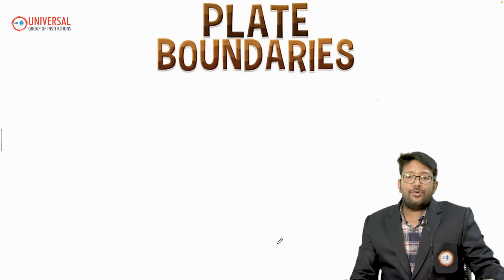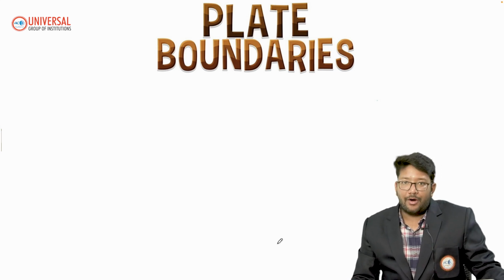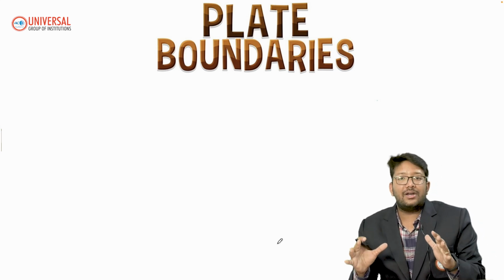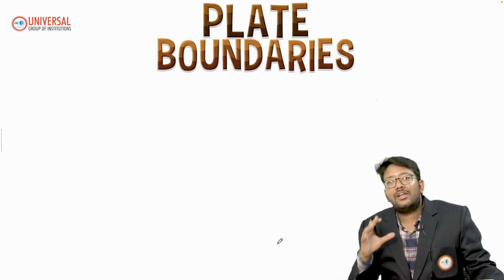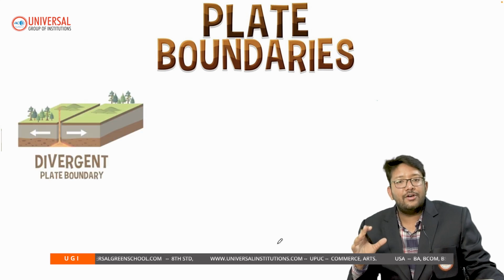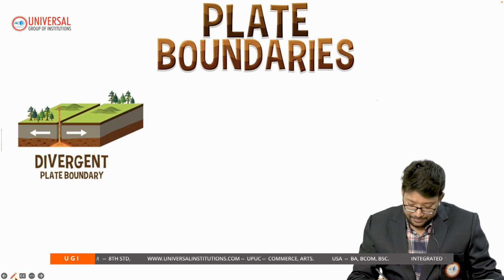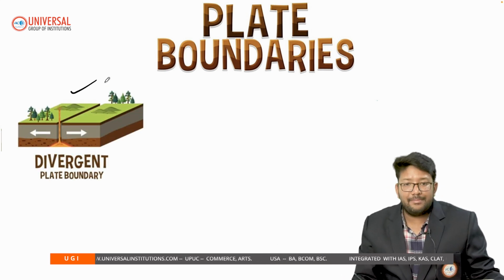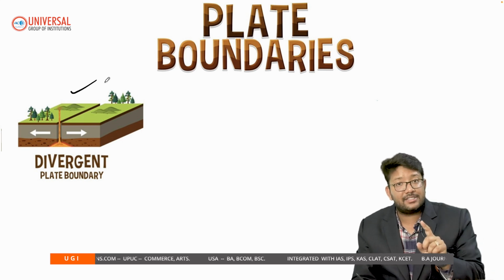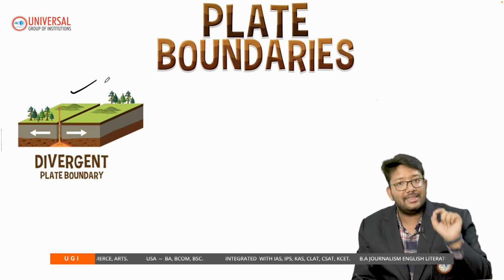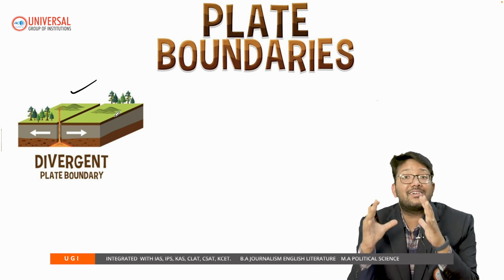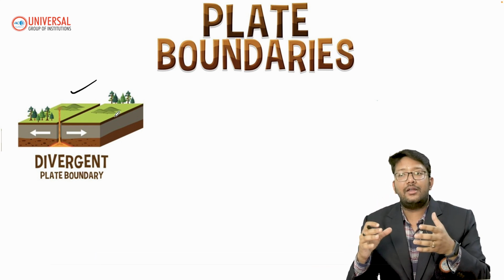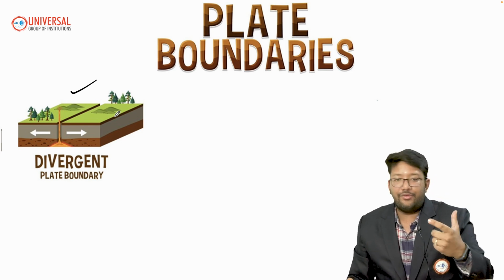So what do we mean by plate boundaries? Plate boundaries are the boundaries where two plates interact with each other. This is the simple and straightforward definition. There are three types of plate boundaries, students. The first one is the divergent boundary. A divergent boundary means two tectonic plates are moving apart from each other. It is also known as a constructive plate boundary.